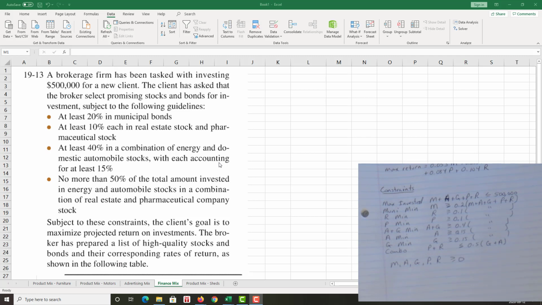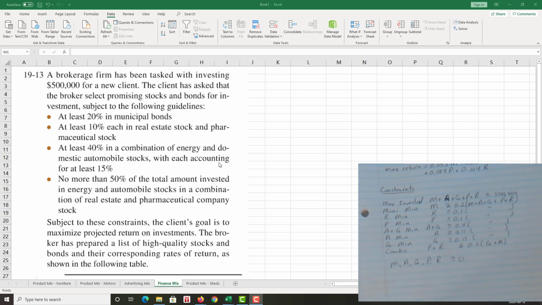My guess is that because so many of the stocks have a 15% or 10% minimum, the munis have to be 20% of invested, real estate has to be 10%, pharmaceuticals has to be 10%, auto has to be at least 15%, and green energy has to be 15%, that even if we didn't have the non-negativity constraint, even if we were allowed to short sell, the investor has other restrictions that require him or her to invest a positive amount in each one of these instruments. So it's a good discussion issue, but it won't be a binding constraint in this particular case.